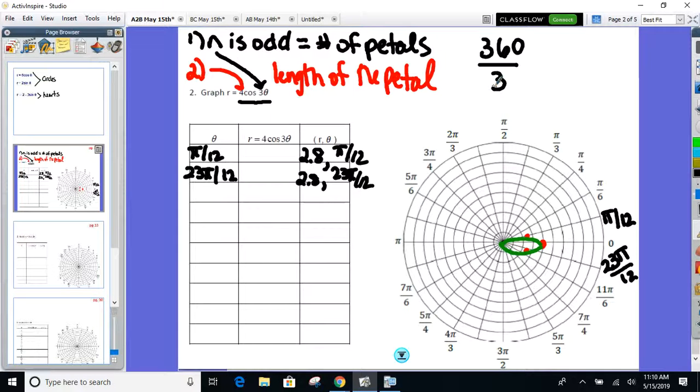What do you guys get there? So every 120 degrees, we're going to have a petal of the length of 4. Right now I'm at zero. Can you find on this graph where 120 would be, or its radian equivalent? If you don't like going by radians, anybody remember in degrees what it goes by? 15 degrees. So go ahead, find where 120 would be.